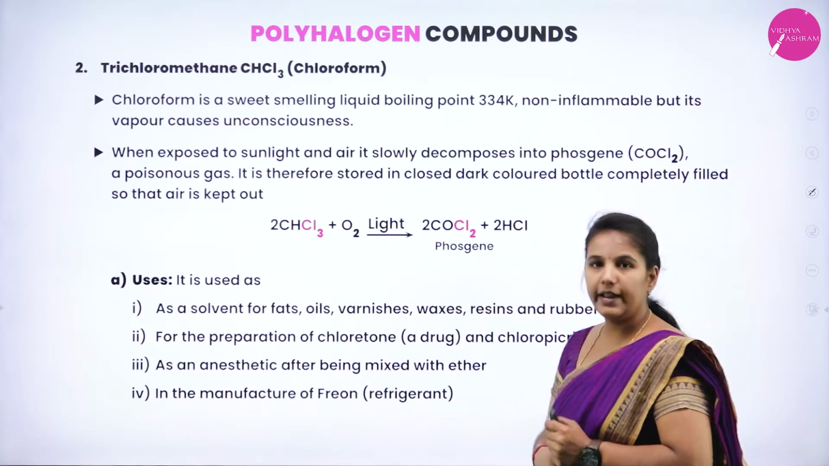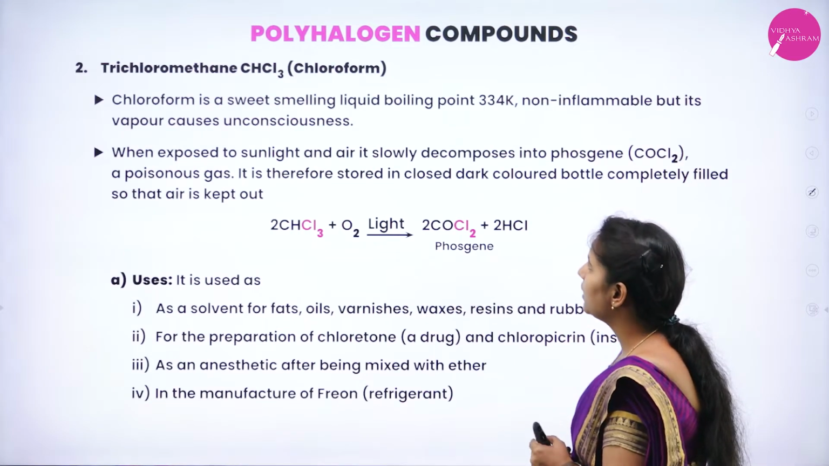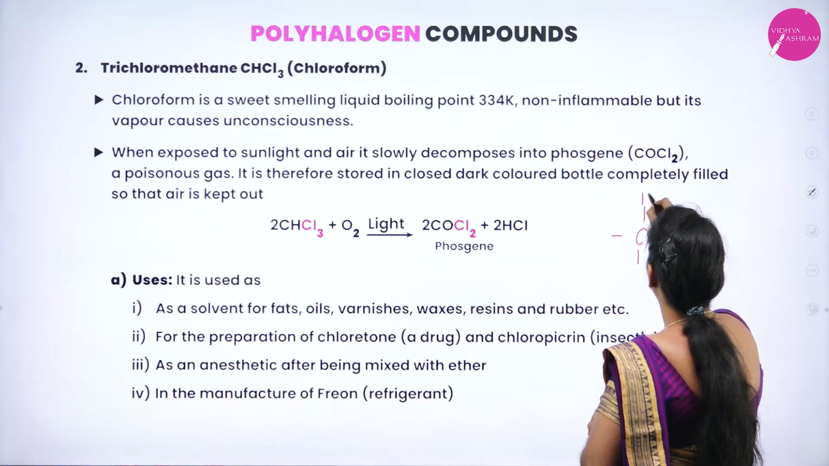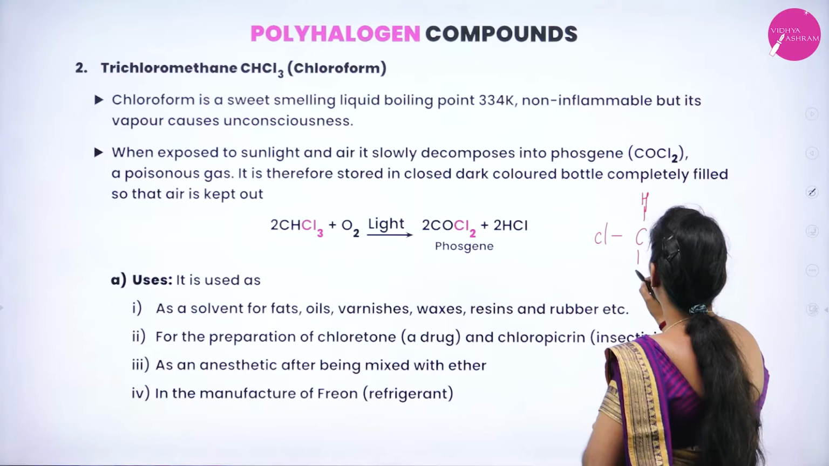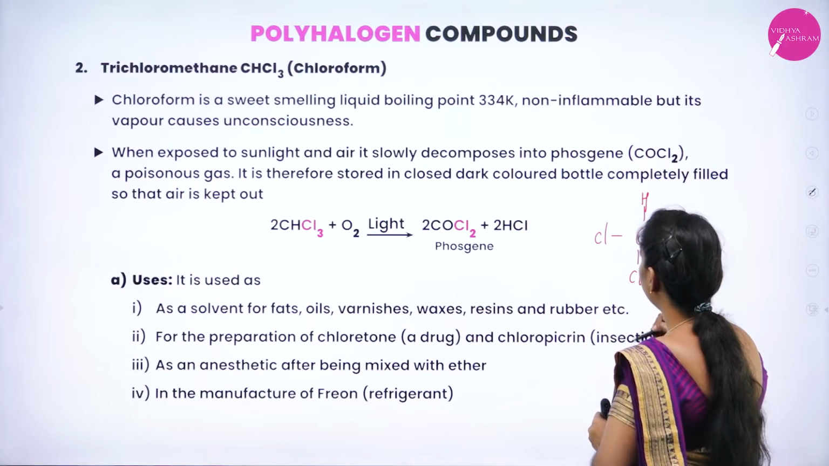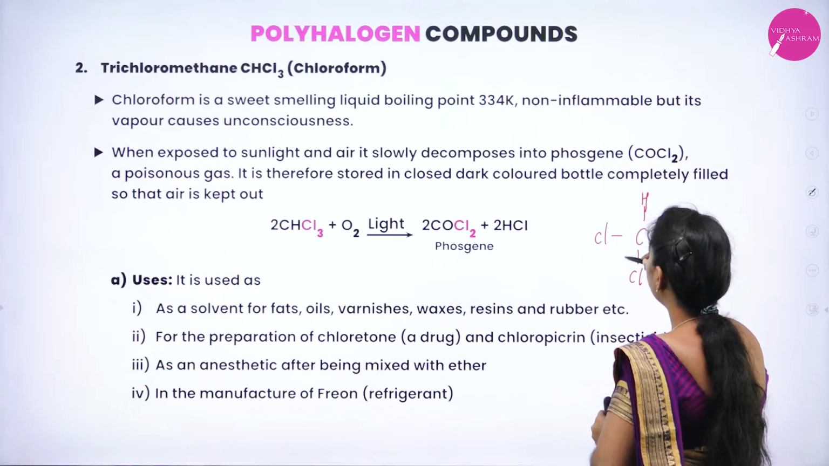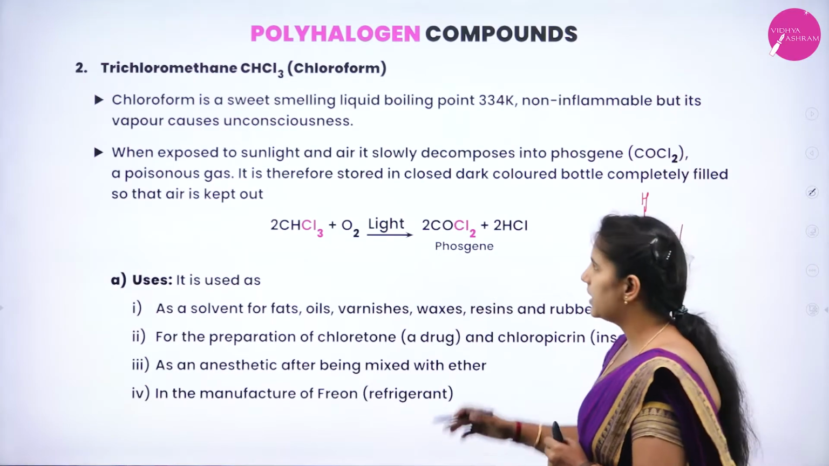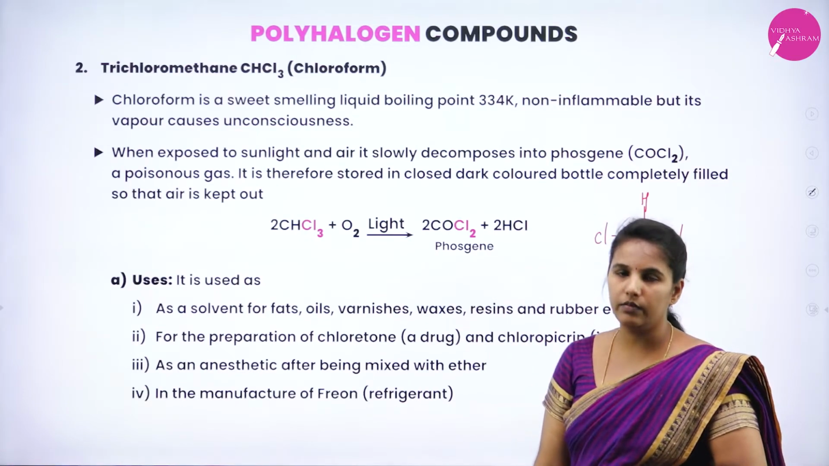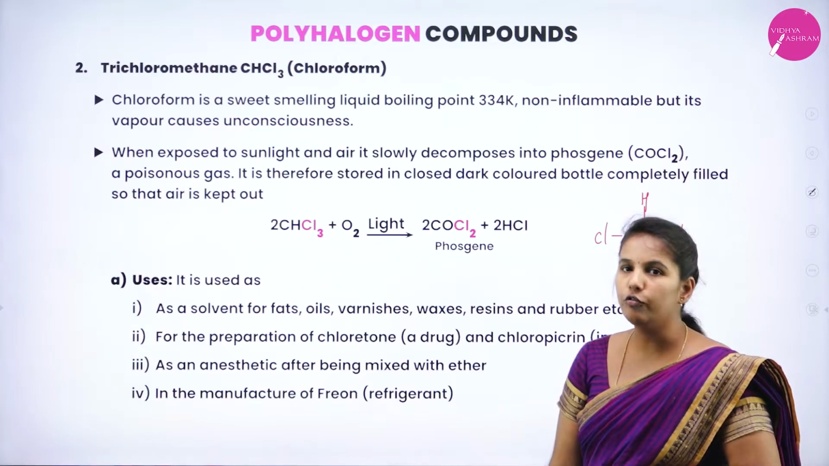Coming to the next compound, trichloromethane, you can see that in the carbon, 3 valencies are substituted by chlorine atoms and the remaining 1 is hydrogen, then we say it is trichloromethane. Similarly, it is known by another name, chloroform.